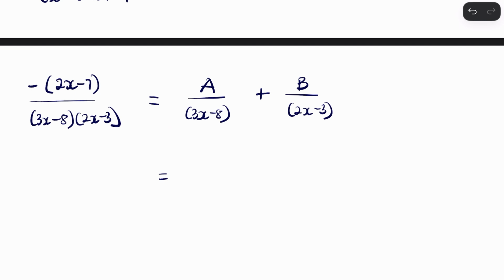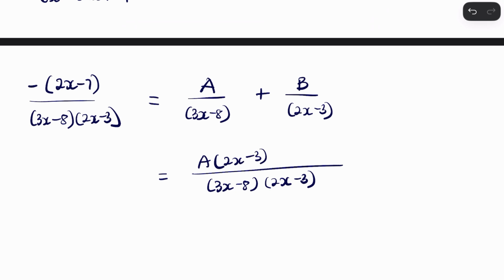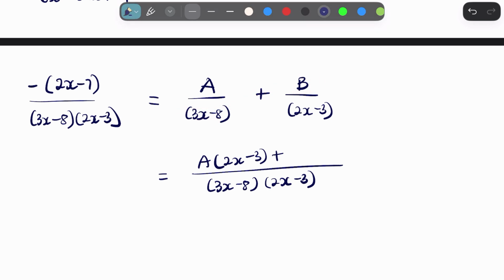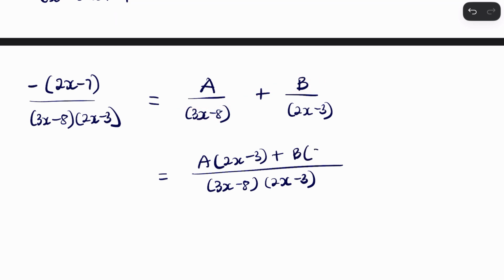And so we now simplify the right hand side. So you find the LCM, which will just be the same as this guy here, so that will be (3x - 8)(2x - 3). So when you simplify this expression, A will multiply this guy here, so that will be A(2x - 3), plus B will also multiply this guy here, so that will be B(3x - 8).